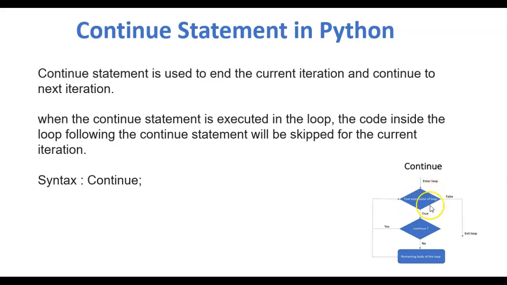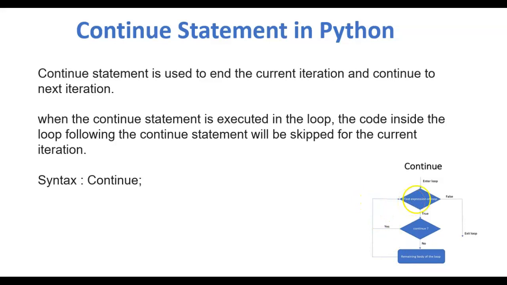So the condition is tested here. If it is true, what happens? It goes to the next statement. If the continue is encountered, what happens? Yes, it will skip this iteration and goes here. If the continue is not encountered, what happens? It will execute the body of the loop and again go and check the condition here.